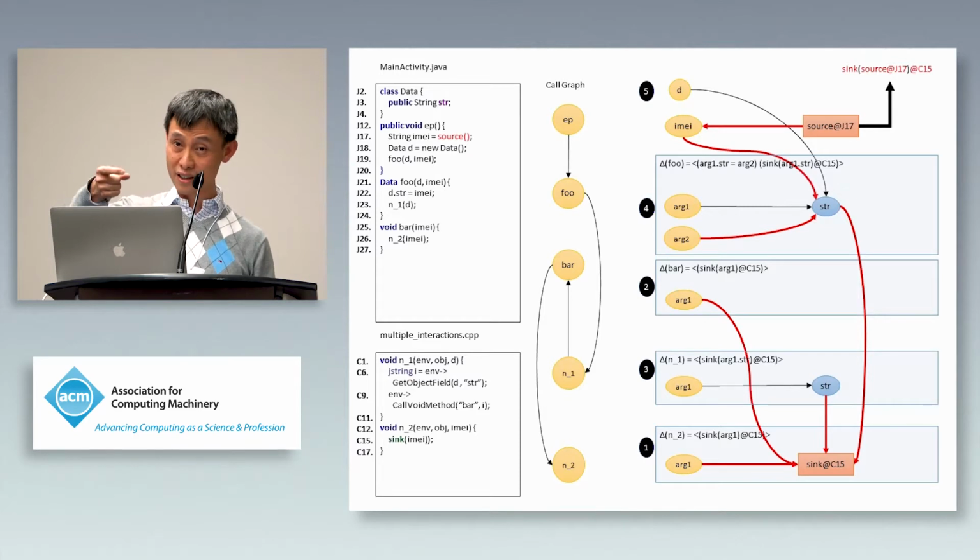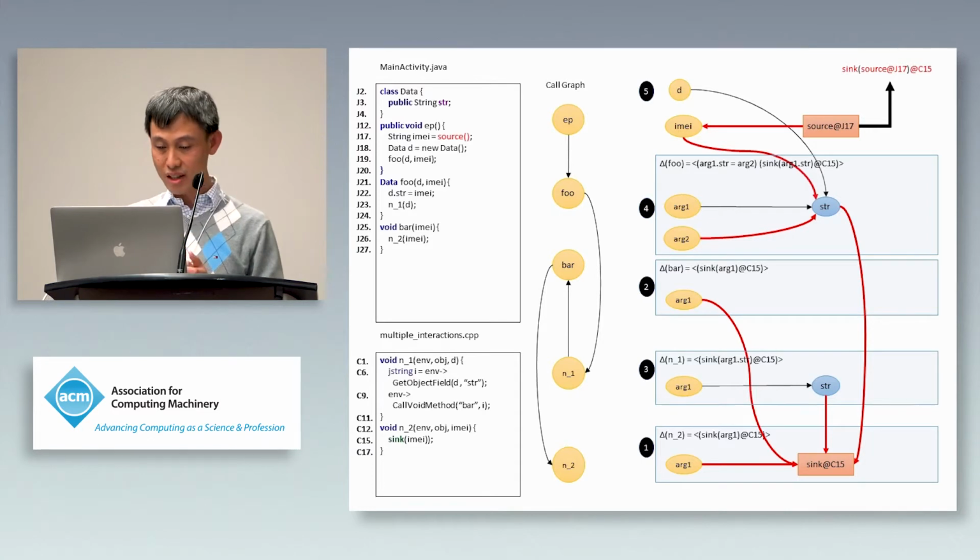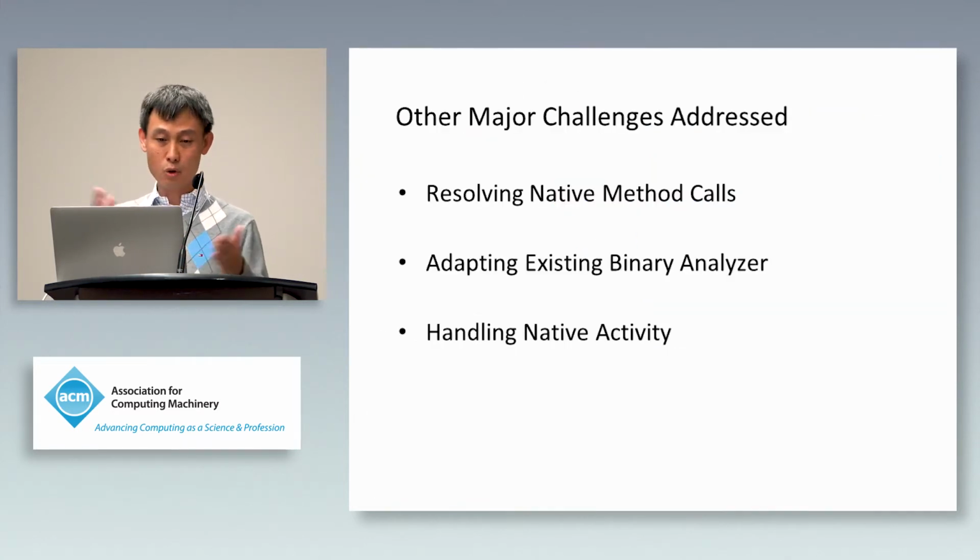When you need to go into a function, you just take the summary and use it to finish this function's analysis. And this will allow us to use different analyzers for different functions, depending on whether they are in the Java world or the native world. So that's the core challenge we address in this work. And there are also quite a few other major challenges that we have to deal with.